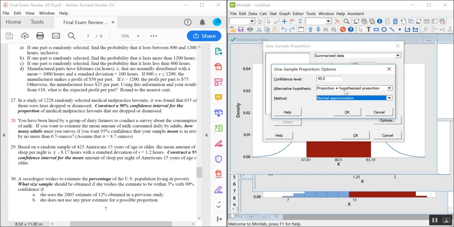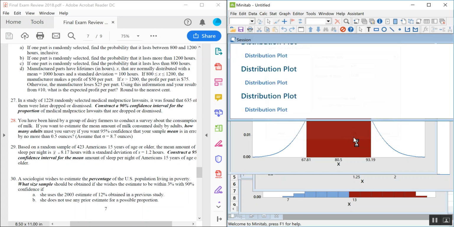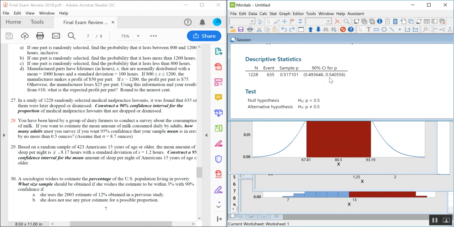For confidence intervals, your alternative needs to be not equal to. And then the last thing you want to check is the level of confidence, which for 27, we want a 90%. So I change this to 90%, and then hit OK. That looks good. Let's hit OK again and see what we get. And there is our confidence interval for proportion. It looks like the proportion of medical malpractice lawsuits that are dropped or dismissed is somewhere between 49.4% and 54.1%.